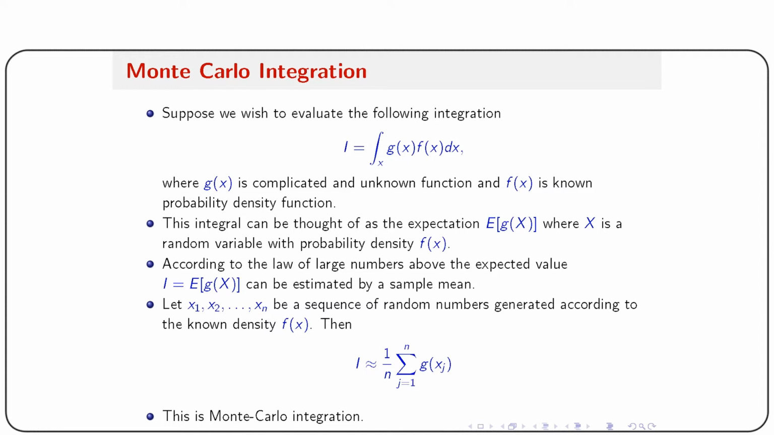According to the law of large numbers, the above expected value I, the expectation of g(X), can be estimated by a sample mean. Let x1, x2, up to xn be a sequence of random numbers generated according to the density f(x). Then I can be approximated by 1/n times the sum over j equals 1 to n of g(xj). This is Monte Carlo integration. This is the basic concept of Monte Carlo integration.